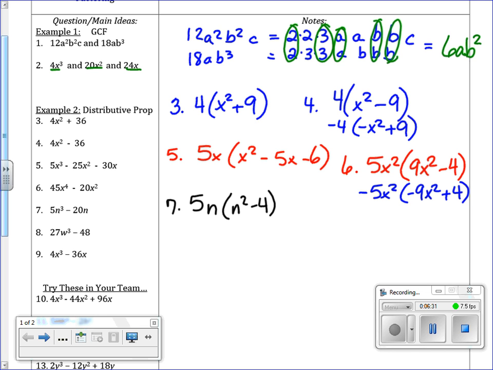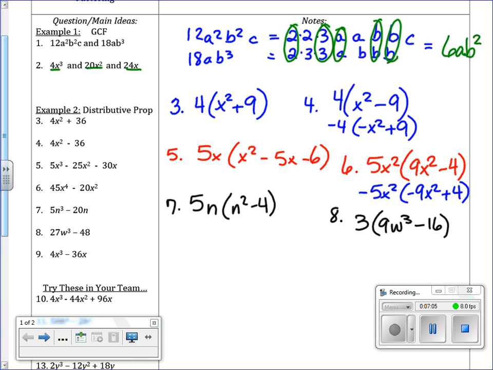And number 8, let's see, the only thing I can really pull out of that is going to be 3. So it's going to be 3 times 9w cubed minus 16. That's all we can do to that problem. That's the greatest common factor between 27 and 48.